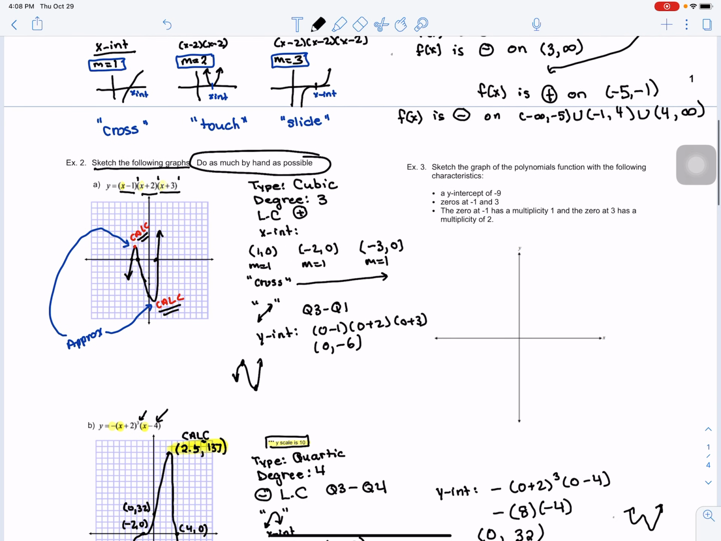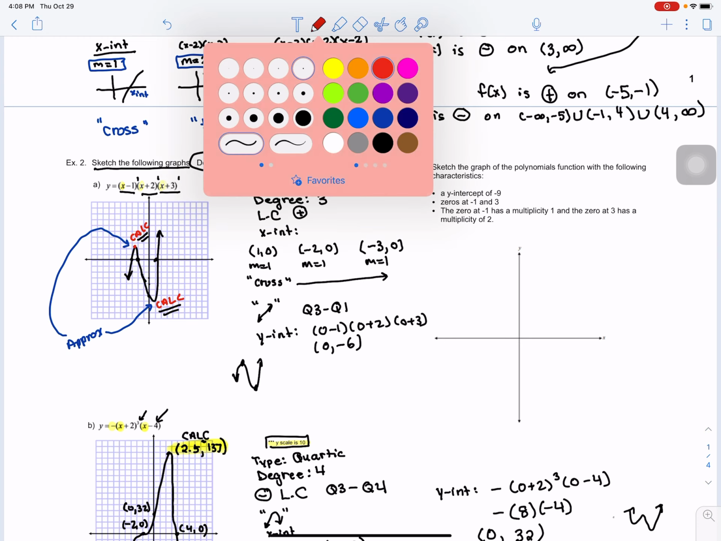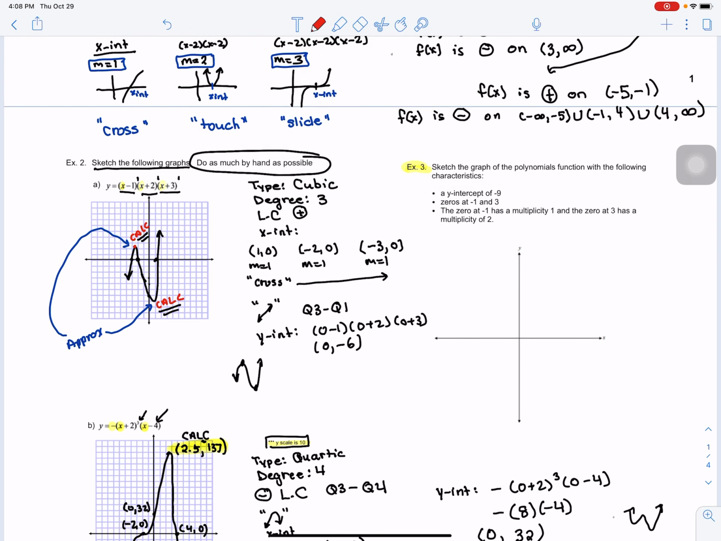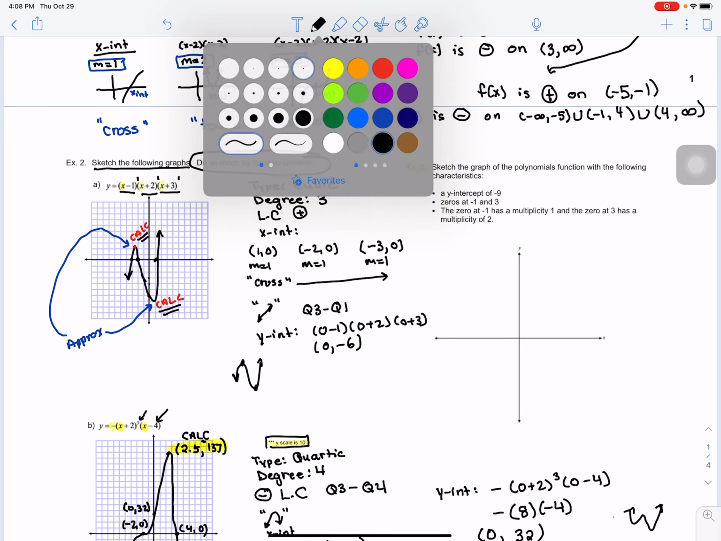Now, in terms of this last question, example 3, these are some really good problems, because what they expect you to do is take the characteristics they already give you and then make you sketch the graph. So let's start by using the characteristics we know. We have a y-intercept at 0, 9, so let's go ahead and plot that.